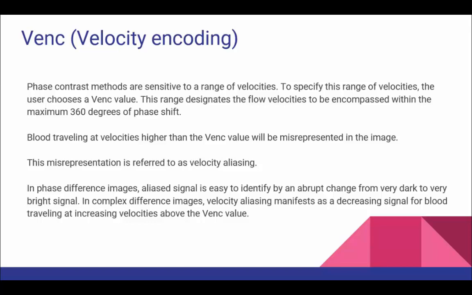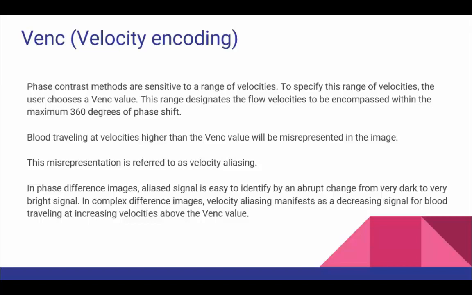Hence, for the imaging time to remain unchanged, stronger gradient amplitudes are required to encode smaller velocities. The velocity encoding is given in centimeters per second. It determines the highest and lowest detectable velocity encoded by a phase contrast sequence. Blood traveling at velocities higher than the encoding value will be misrepresented in the image, so the user must choose this value carefully. This misrepresentation is referred to as velocity aliasing and appears differently in phase difference and complex difference images.